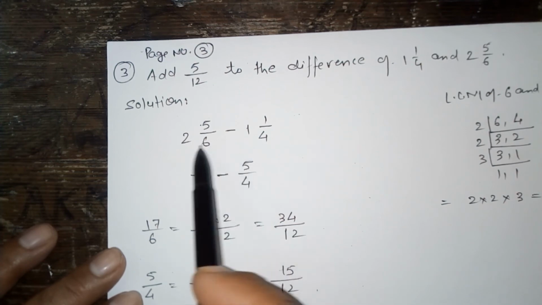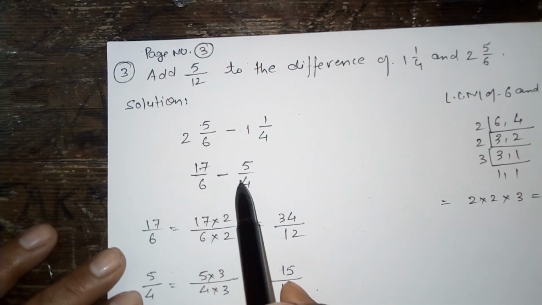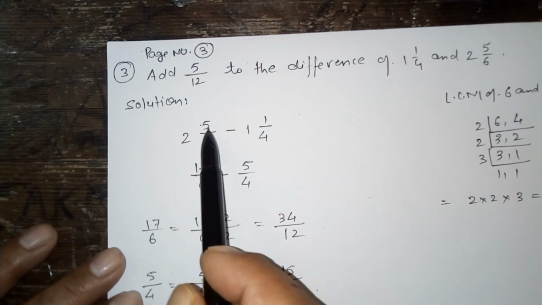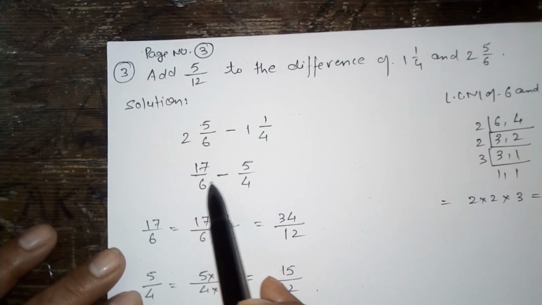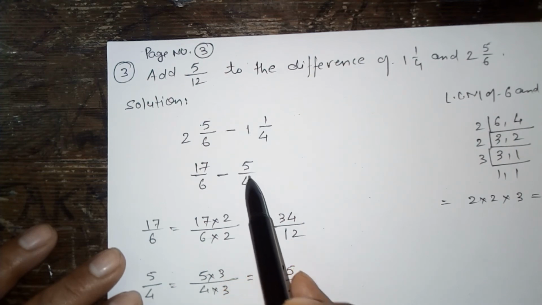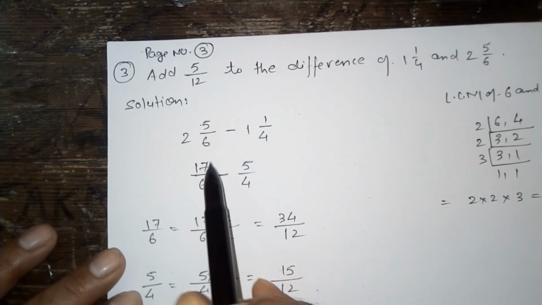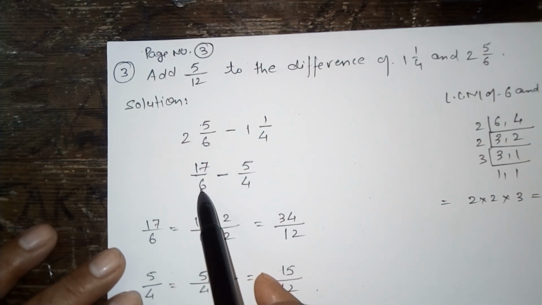These two fractions are mixed fractions, and mixed fractions are converted to improper fractions. How? Look here. 6 twos are 12, 12 plus 5 will give you 17, 17 upon 6. Okay. Minus 4 ones are 4, 4 plus 1 is 5, it will give you 5 upon 4. These two fractions are mixed fractions. Mixed fractions are converted to improper fractions. 6 twos are 12, 12 plus 5 will give you 17 upon 6.